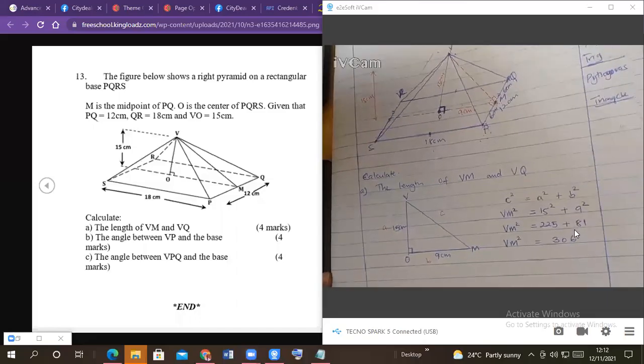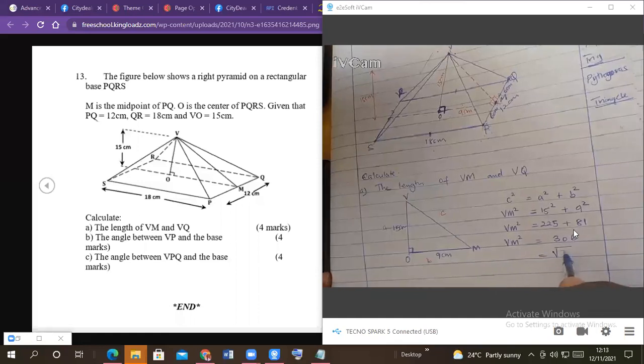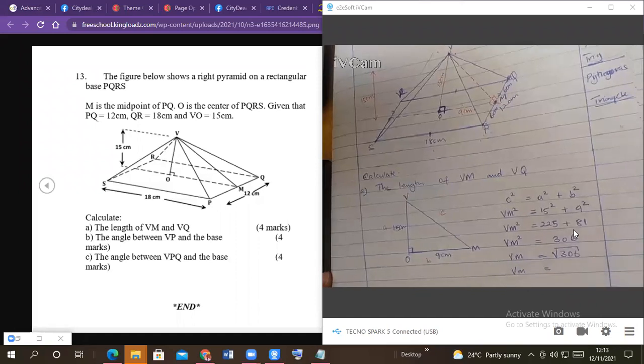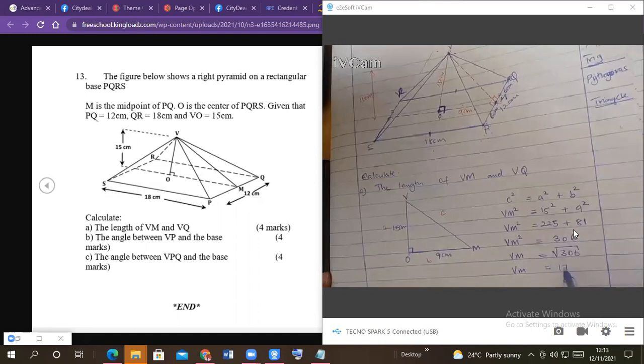Okay, so let us find VM. VM shall be the square root of 306. Okay, and VM is equal to 17.4, 17.49 or 17.5. I say 17.5 centimeters.